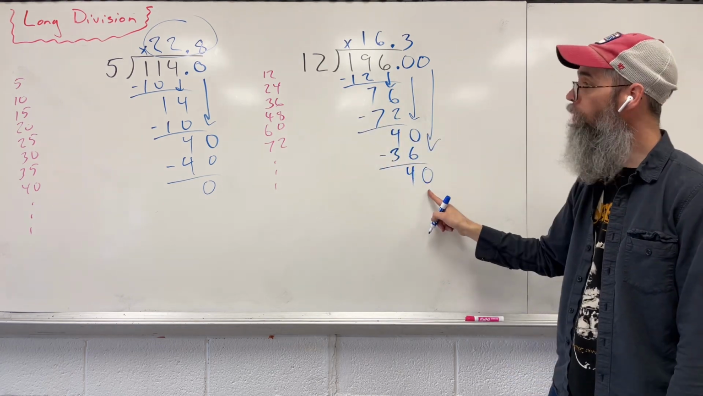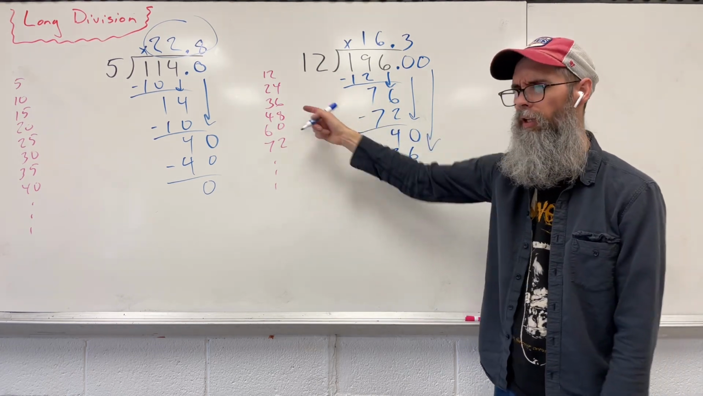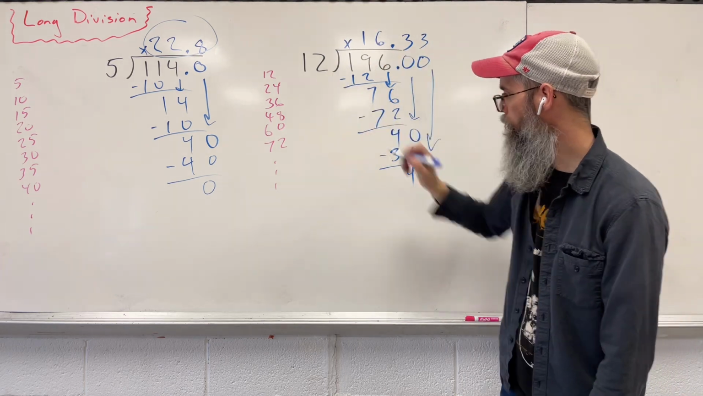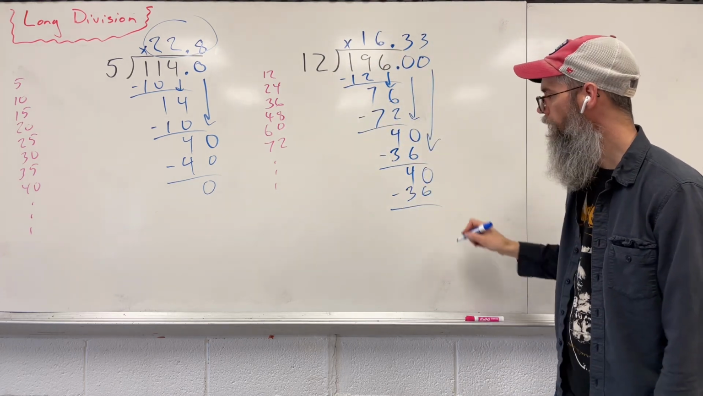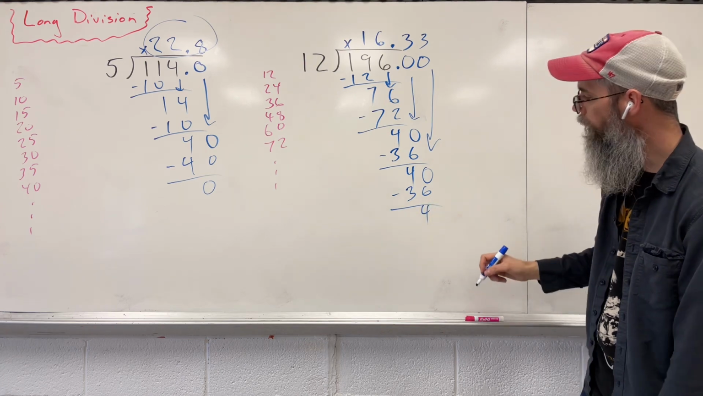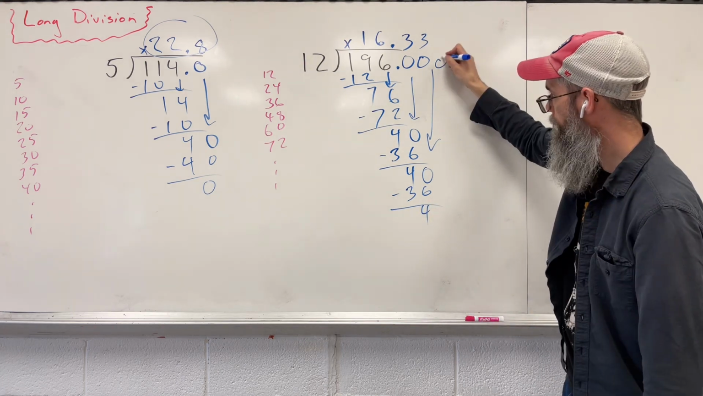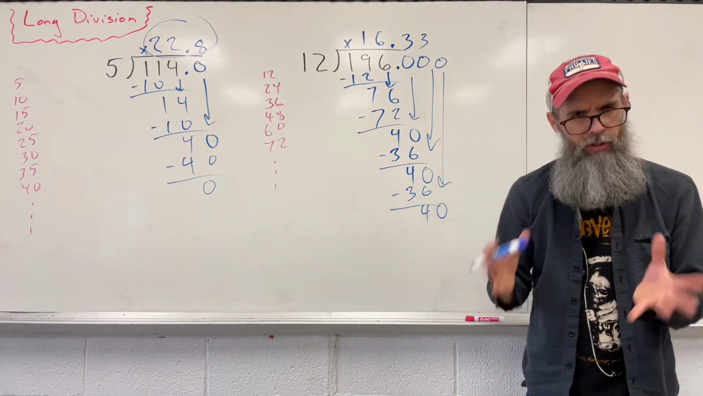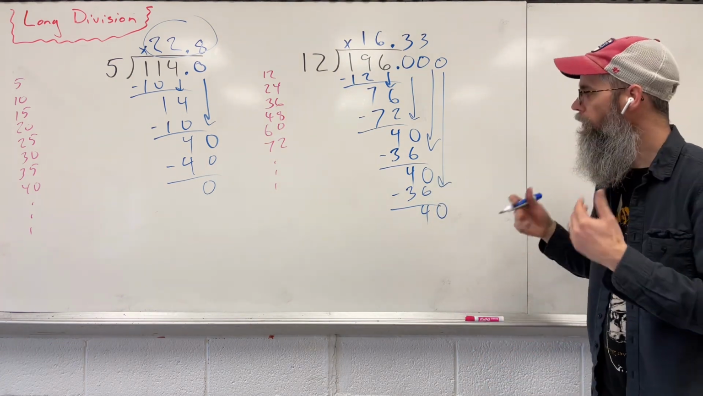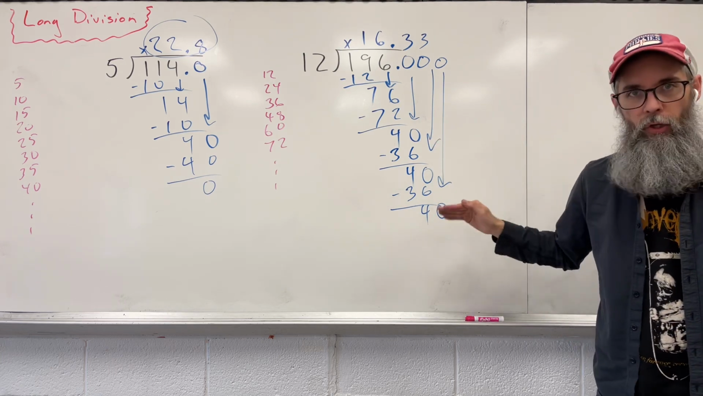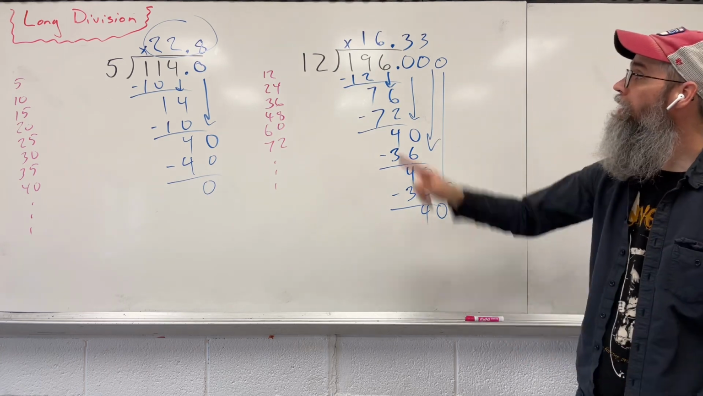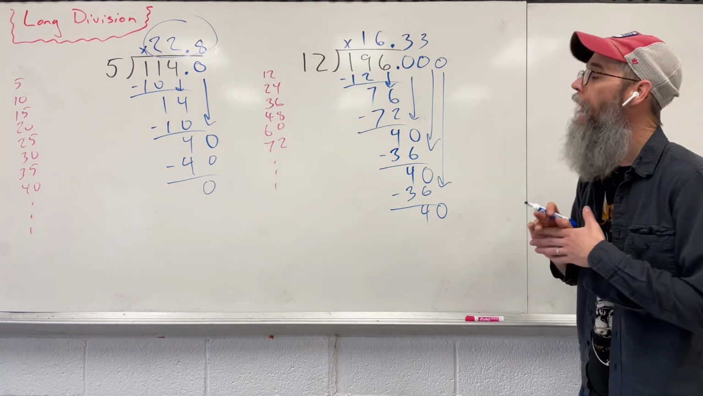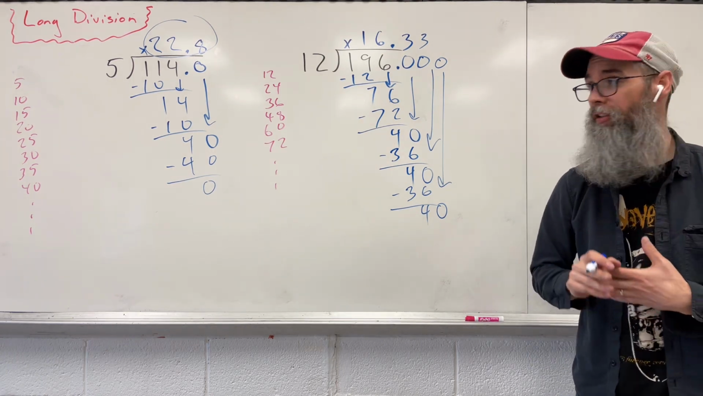12 goes into 40. 1, 2, 3. I feel like this is starting to be familiar. 3 times 12, 36. Subtract. We're left with a 4. Another remainder. Add that 0. Bring it down. 40. Okay, we're stuck in a loop now. We're going to keep getting these same answers over and over again. That means our decimal is going to keep coming out the same thing. I don't need to keep doing this because this is never going to stop.